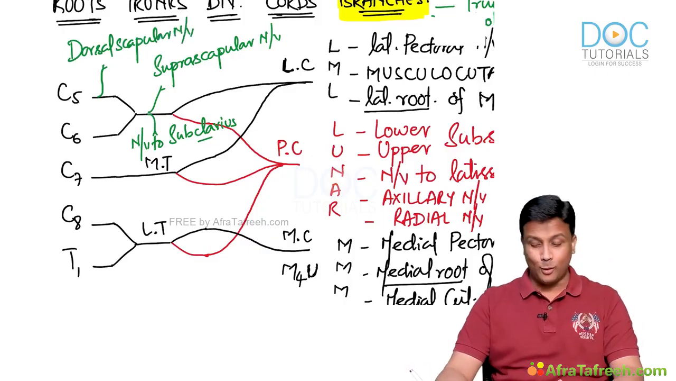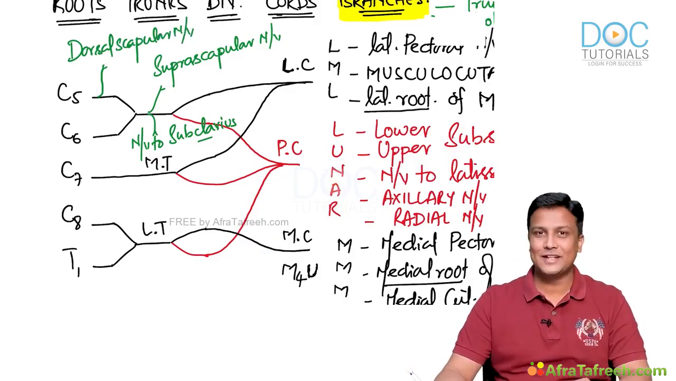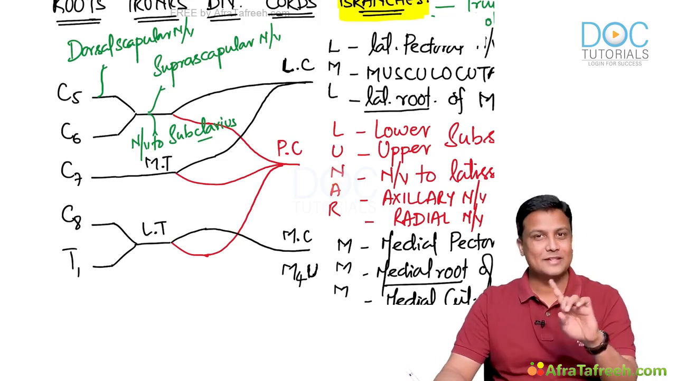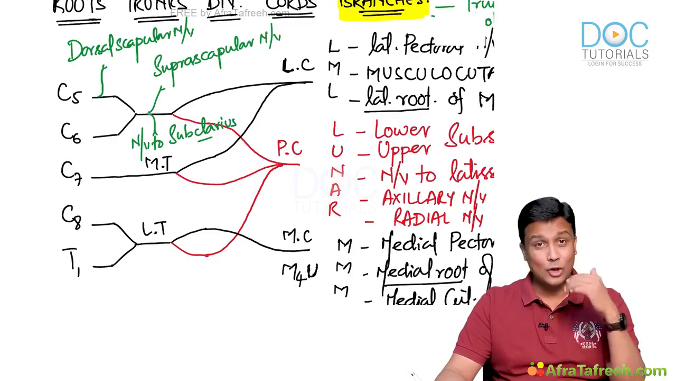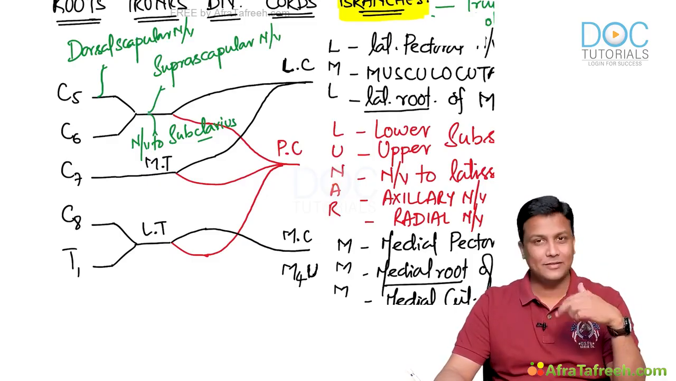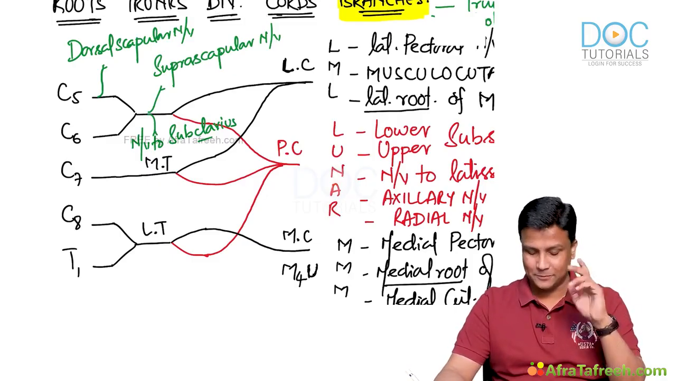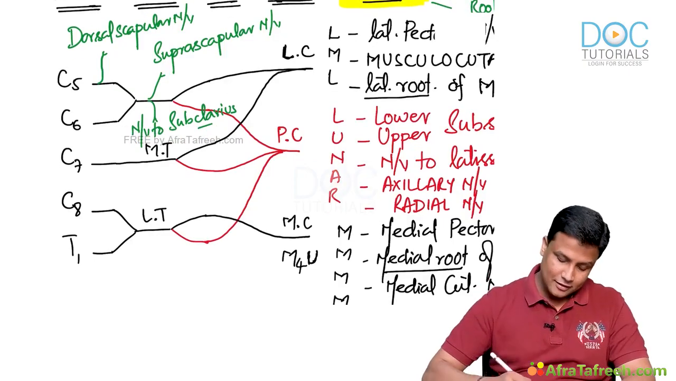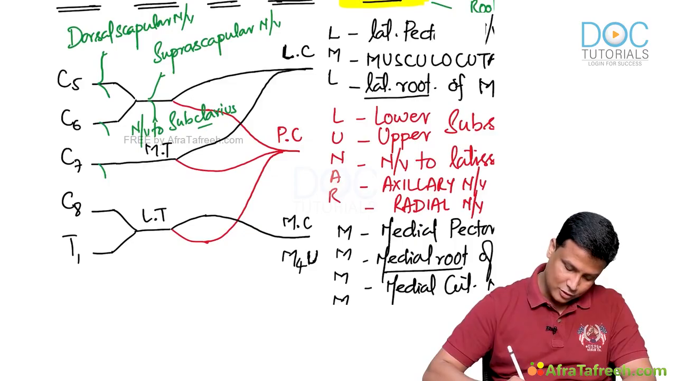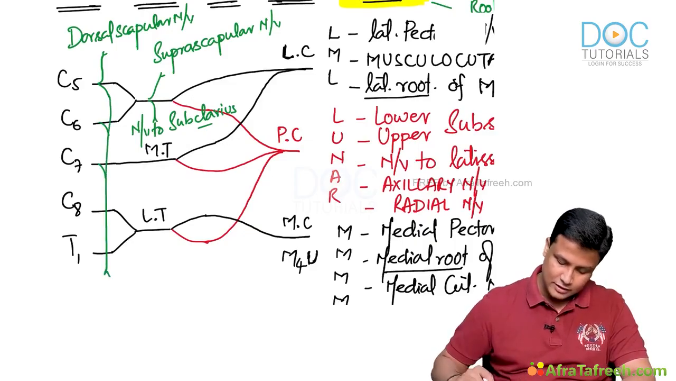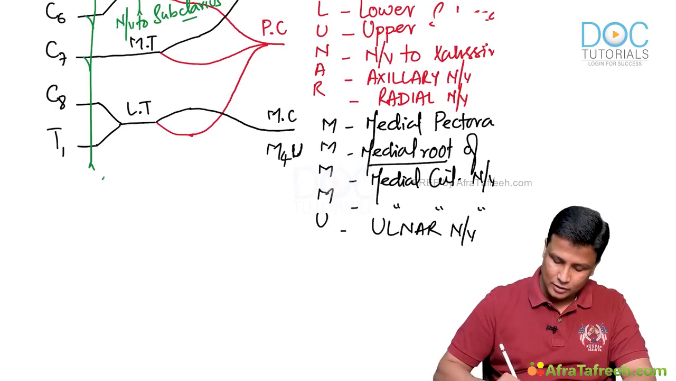I want all my students to be really careful with this scapular. We have got subscapular, we have got suprascapular, and then we have got the dorsal scapular, guys. And from C5, it is dorsal scapular. Be careful with that. And then from C5, C6 and C7, all the three of them will contribute here. We'll be getting a branch.